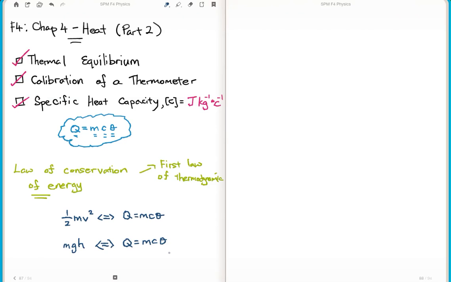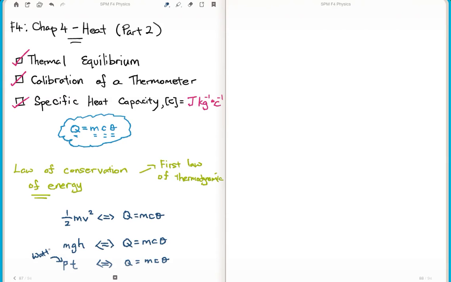Besides that, electrical energy. These days you have an electric kettle, isn't it? So Q is Pt, power times time, equals the energy for the temperature increase when the water boils, which equals mc theta. Three equations. And the power unit is in watt.